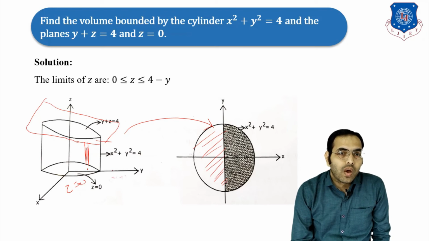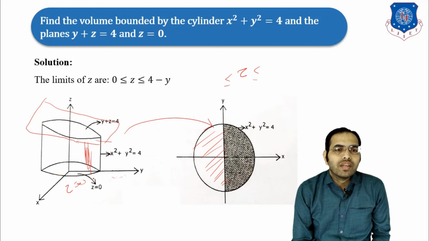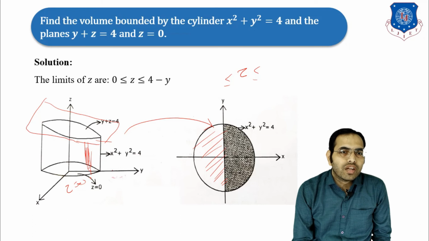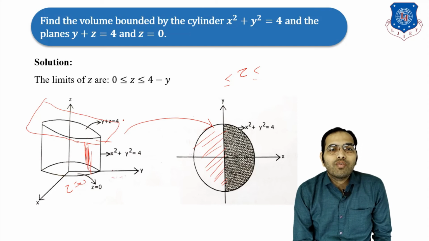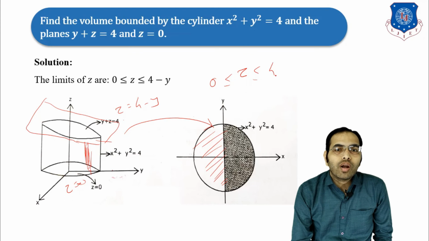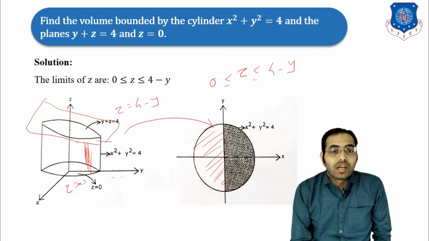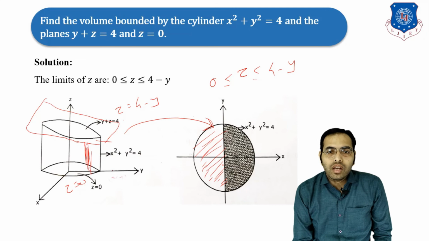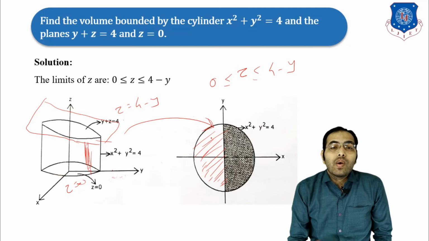Now whenever we take the vertical strip at this position, then our z varies from, at this position, our plane touches the origin, that is the z equal to 0 plane, so the value of z is 0. At this position our strip touches the plane y plus z equal to 4, then making z the subject, z equal to 4 minus y, which means z varies from 0 to 4 minus y.